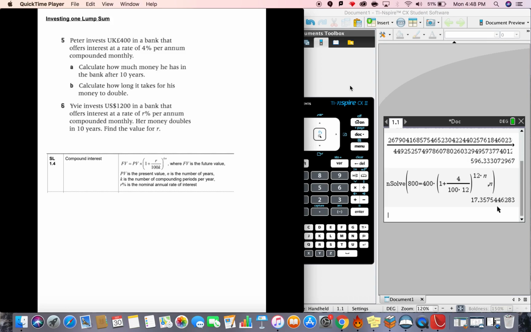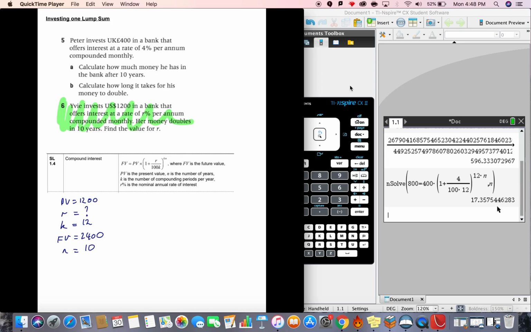Try the second question on this page here. Let's see how we go about it. I'm going to list down all the variables I've got here. EV invests 1200 US, so the present value is 1200. The interest rate is R, we don't know what it is. Compounded monthly, so K is 12. And the money doubles, so the final value we're after is 2400 and N is 10.